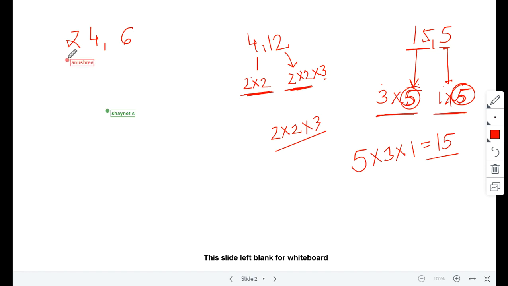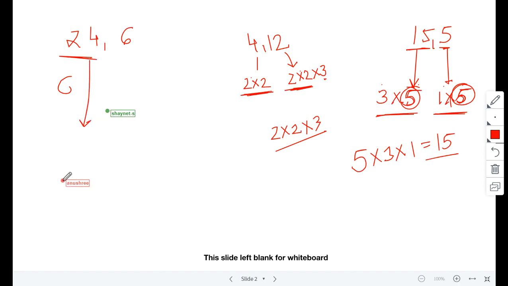So first tell me the factors of 24. What are the factors of 24? Prime factors of 24. 6 and 4, 2 and 12. Like prime factors. Prime factors means it should contain 2, 3, 5, 7, the prime numbers. So only tell me the prime factors of 24.